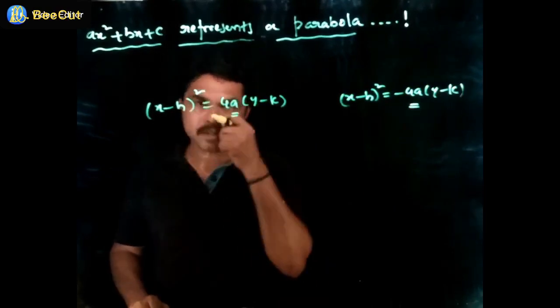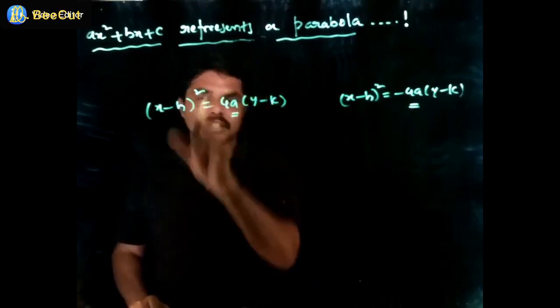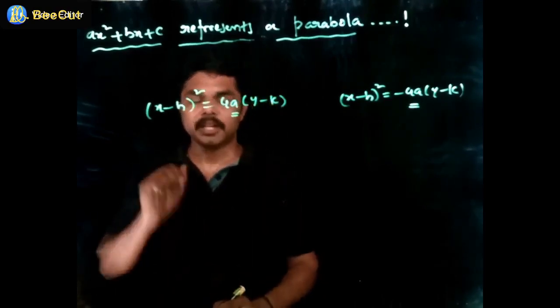First, take x minus h whole square equal to 4a into y minus k. Definitely it represents a parabola. The parabola may be like this.